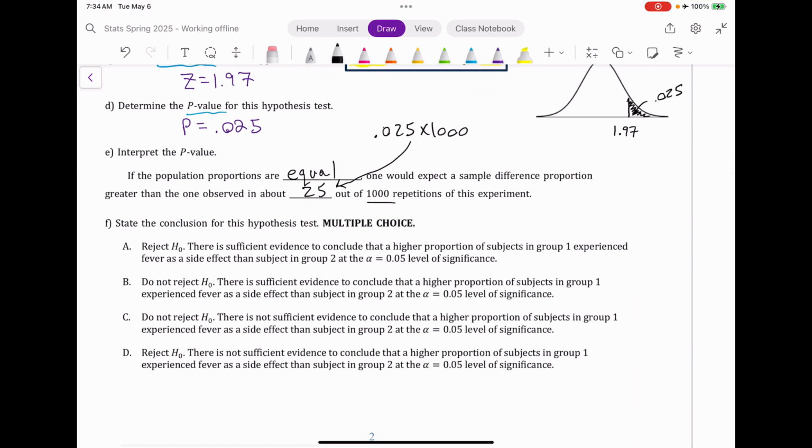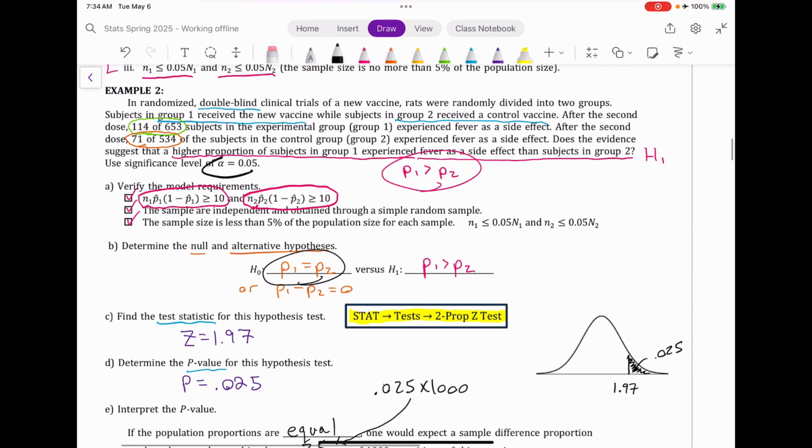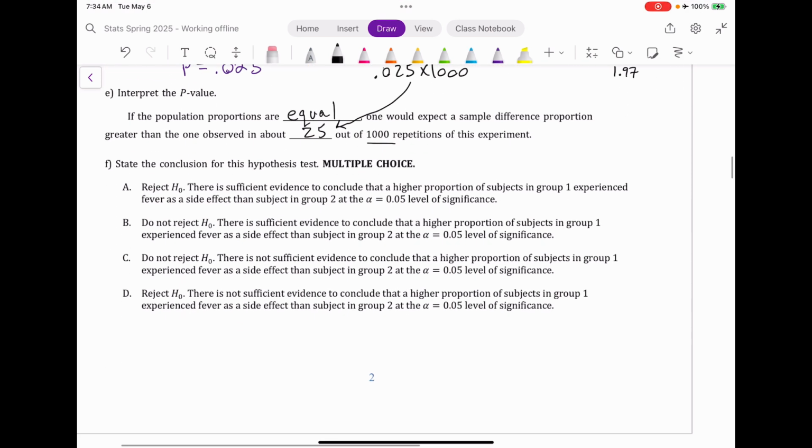And part F, state the conclusion. Well, our p-value is less than the level of significance, so we know we're going to reject the null hypothesis, so we can eliminate B and C. And then the only difference between A and D is there is sufficient evidence to conclude or there is not. So we know from chapter 10 there is sufficient evidence to support the alternative hypothesis that the proportion of subjects in group 1 is significantly higher for those that experience side effect, that experience fever as a side effect.